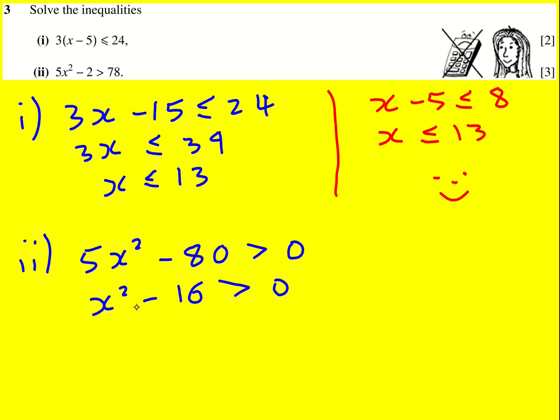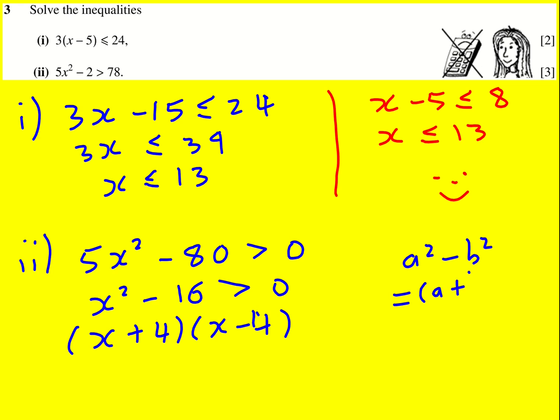Okay, now we solve it just like we would a quadratic equation. Try and factorize it. This is a difference of two squares, so it's x plus 4, x minus 4. Try and learn to recognize those. It's in the form a squared minus b squared, which is a plus b, a minus b. And that is greater than 0.